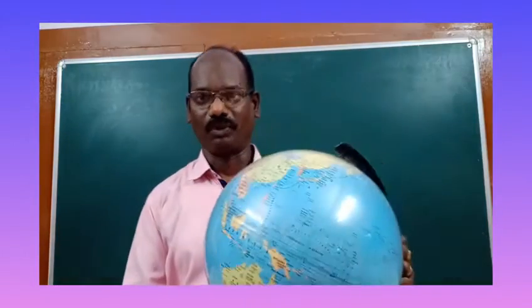Before that, I can show you some important points on the globe. We learned what the equator is and what the prime meridian is. The equator is the biggest circle on the earth. It divides the earth into two equal halves, the northern hemisphere and the southern hemisphere. So this circle is called the equator, or 0 degree latitude.